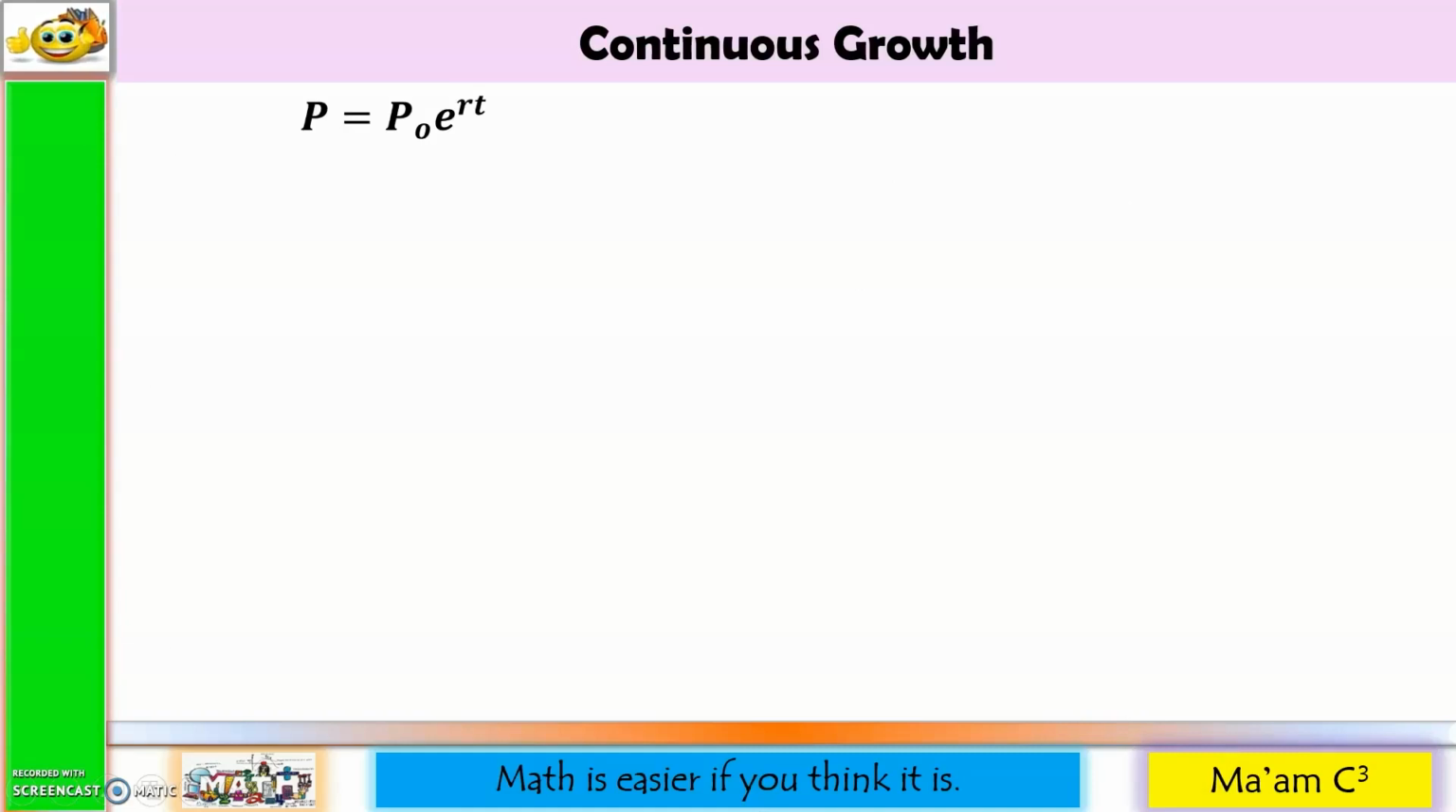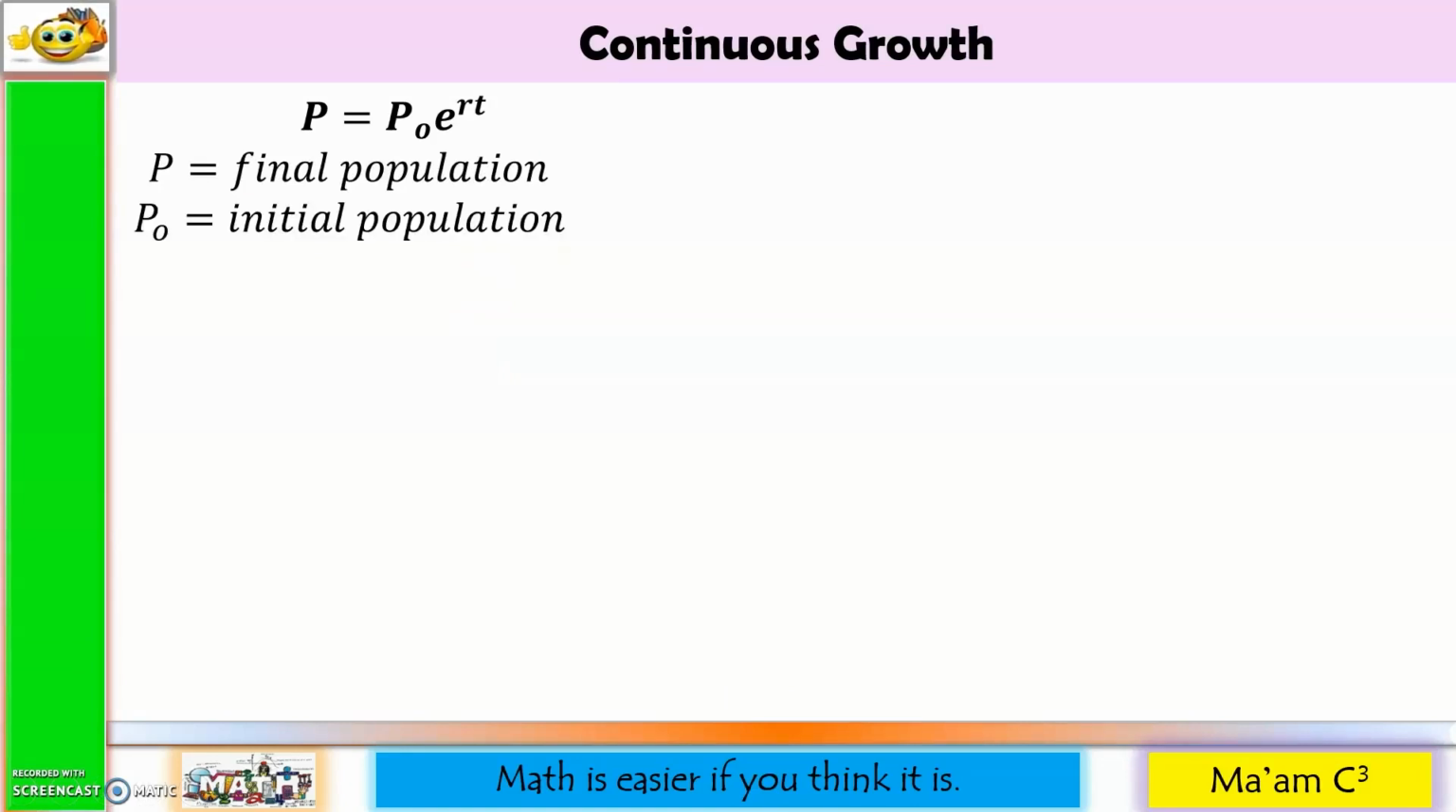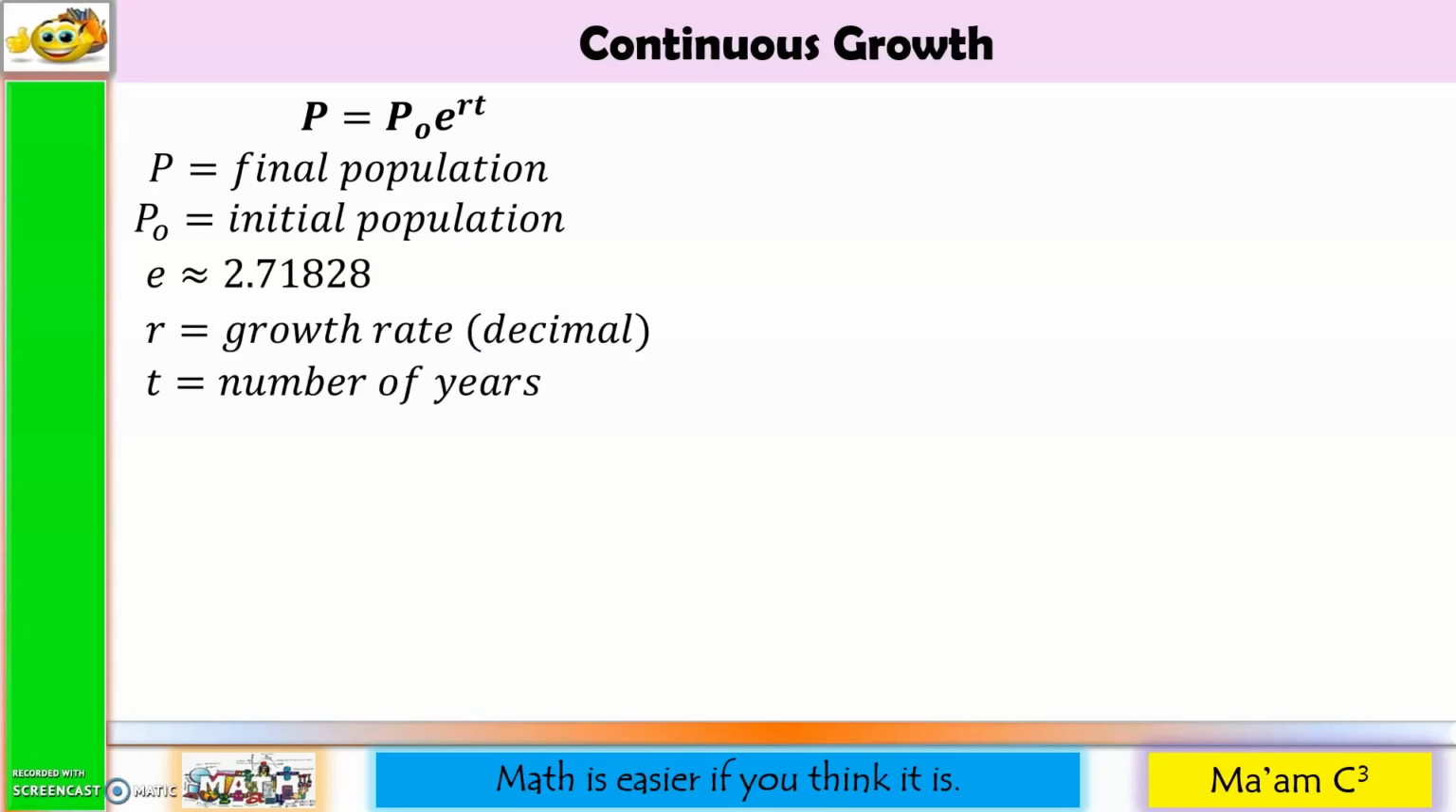Another application is in continuous growth. So this formula is used whenever you do not have N, so there is no number of compoundings. P is the final population. P sub O is the initial population. E is an irrational number approximately equal to 2.71828. R is the growth rate, and T is the number of years.